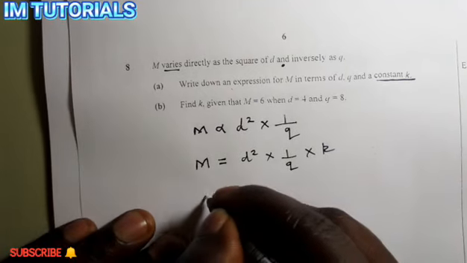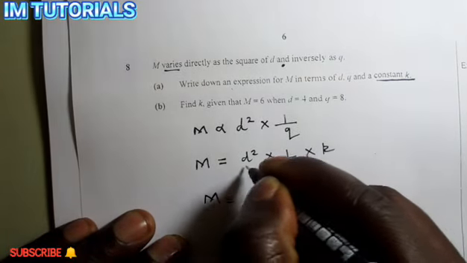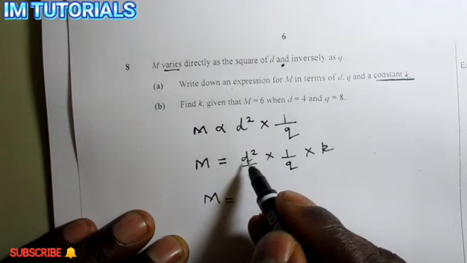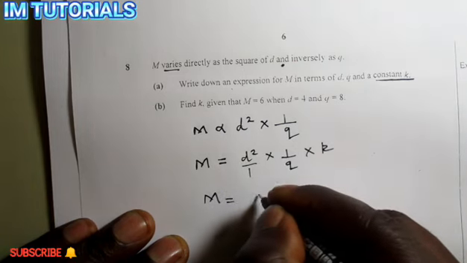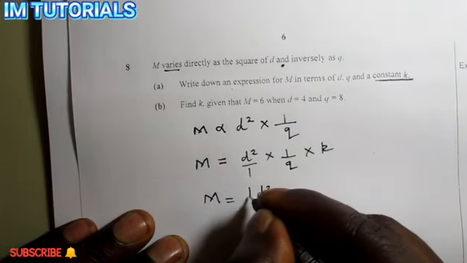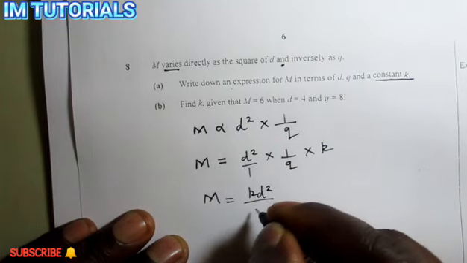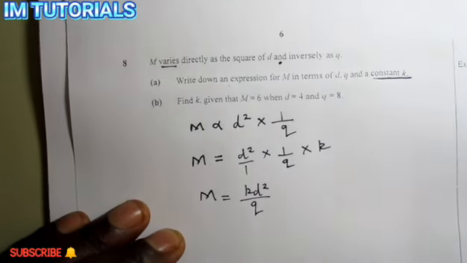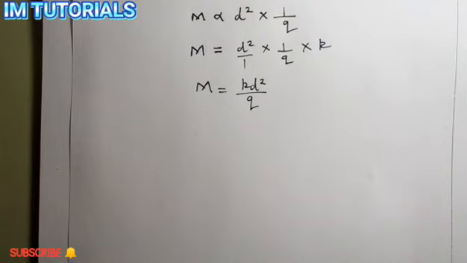Right. So if we multiply, d squared is as good as d squared over 1. So it's d squared times 1 times k. You get k d squared. Then 1 times q, you get q. So this is the first part of the question. This is how you express m in terms of d, q, and the constant k. So I'm going to write my answer.